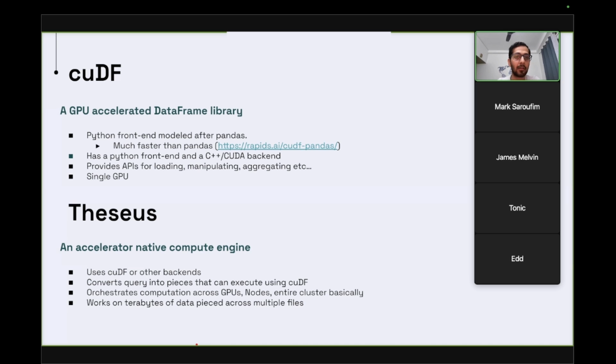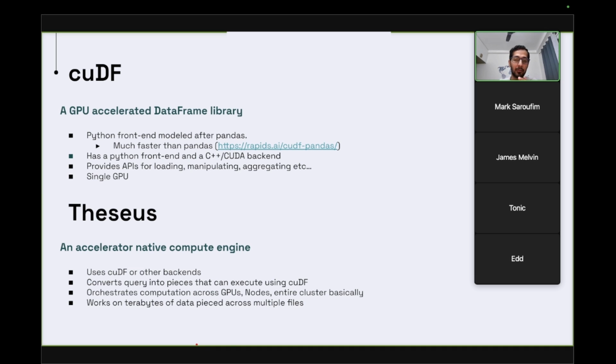Okay, all right, so I'll continue. Theseus will use cuDF and other backends. Where was I? All right. It would break up the computation into tasks and see how much fits on a particular GPU. If there are multiple GPUs on the same machine, it's going to break it up and put it onto different GPUs, divide up the tasks between those GPUs and figure out a pipeline so that in the end you get the answer you want.